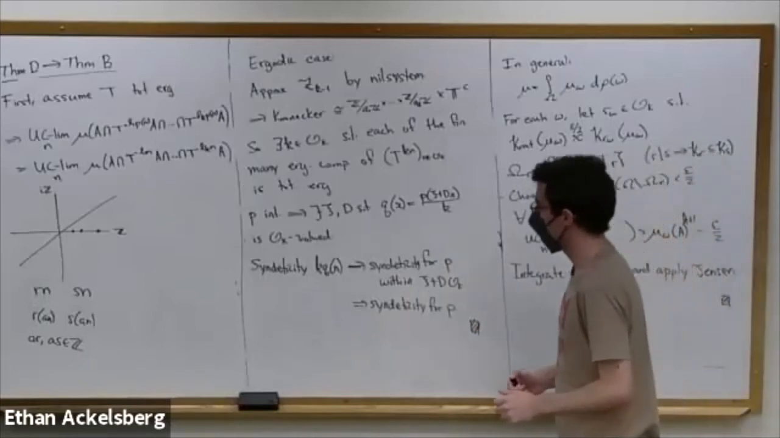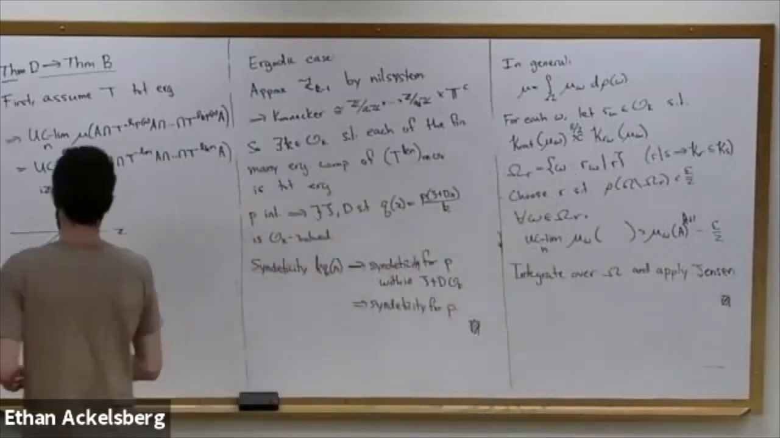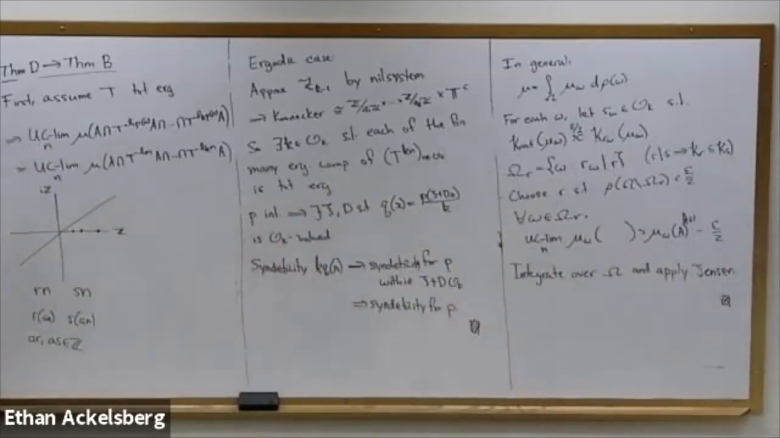So what remains to do is show theorem C and D on characteristic factors, which is going to be some equidistribution.